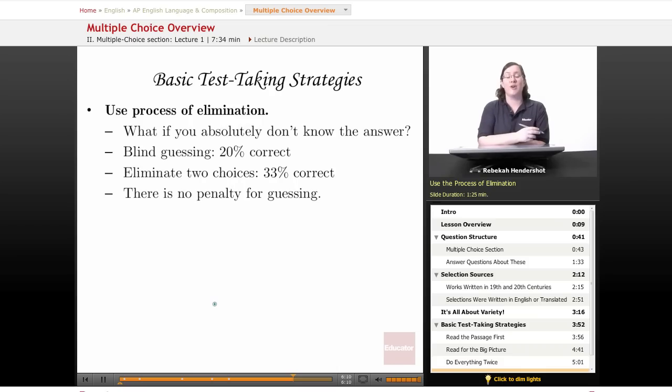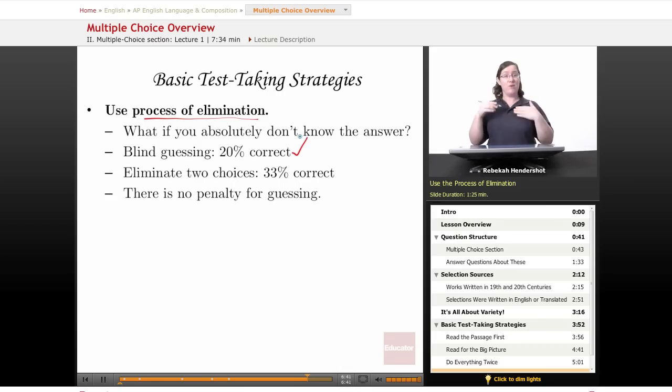All right, process of elimination. This is going to be your best friend on this test. Process of elimination. What if you absolutely don't know the answer? Oh no, I don't know what I'm doing. Well, here's what you do. If you guess completely blind, the test is in a language you don't speak, you have no idea, you're just circling those, just circle C all the time. Well, you'll get about 20% of those answers correct, and you probably won't get a really great score.